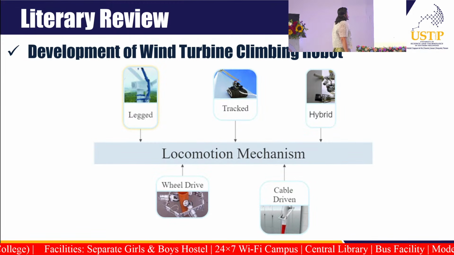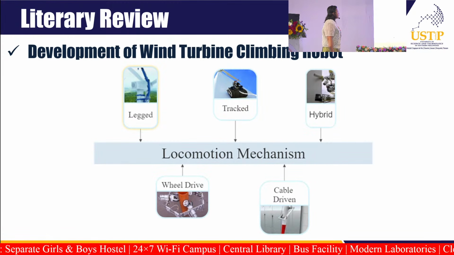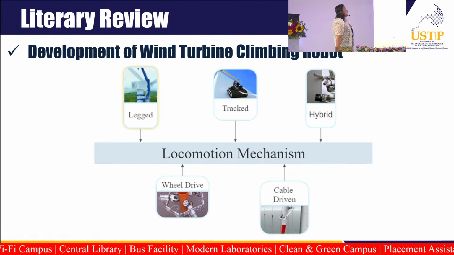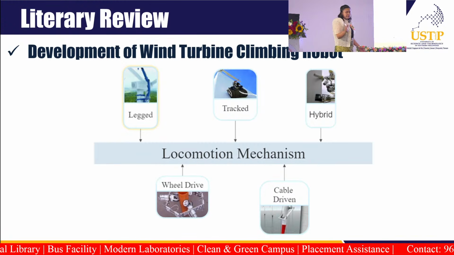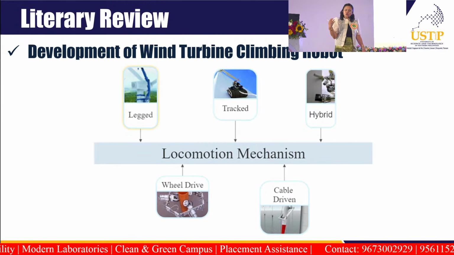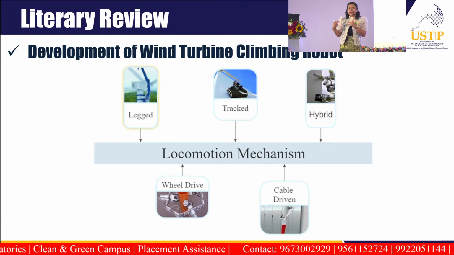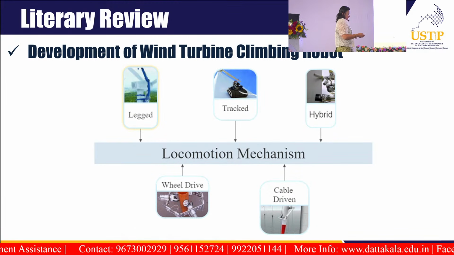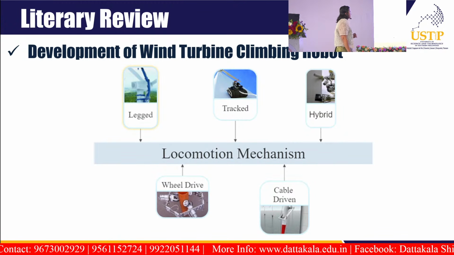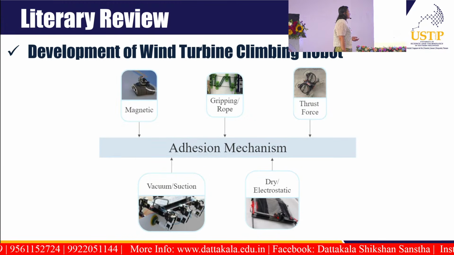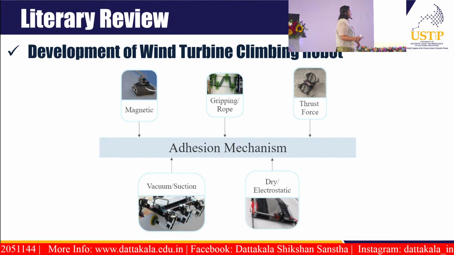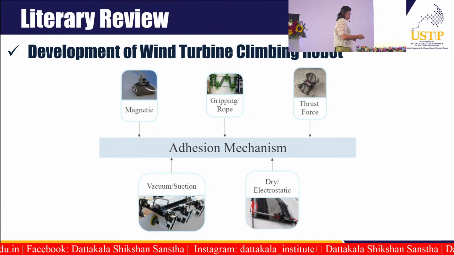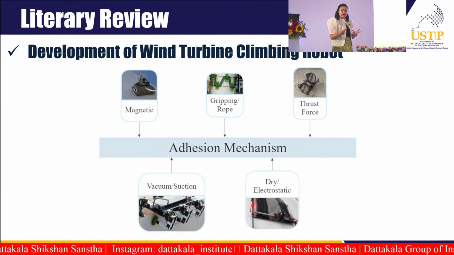Now, as I have mentioned to you, these are the developments of locomotion mechanisms. So these are the types: either leg type, track-based type, or hybrid. There is also hybrid, where you mix the wheel type and the leg, or cable-driven. Then for the adhesion mechanism, we have magnetic type, gripping rope, thrust force, vacuum suction, or even the dry or electrostatic type of adhesion.